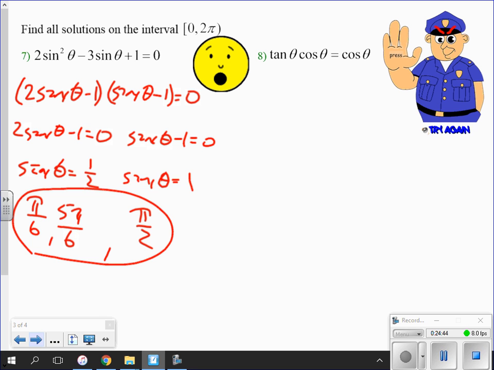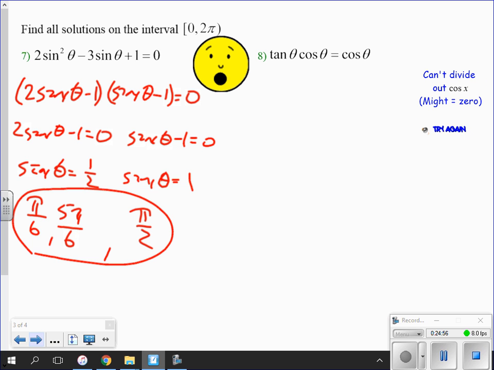So on the next one, what's my first step? Divide by cosine. Oh, but it doesn't equal 0. It might equal 0. We don't know for sure. And you cannot divide by 0. The cosine of theta might be 0. You can't divide by something that might equal 0. Okay, so what you have to do is something else.